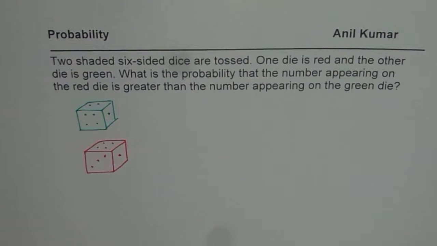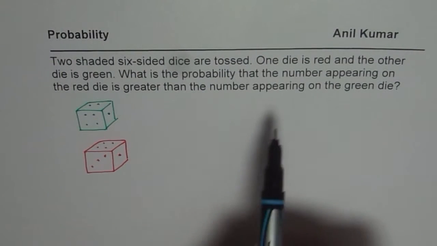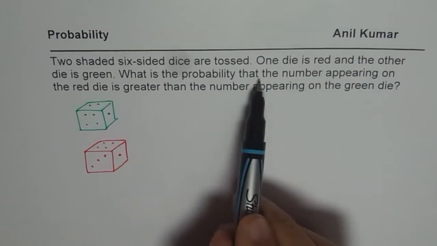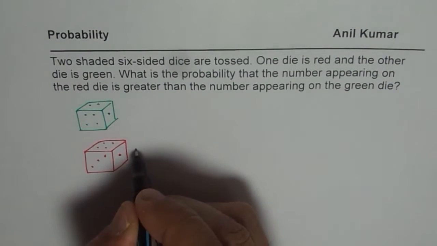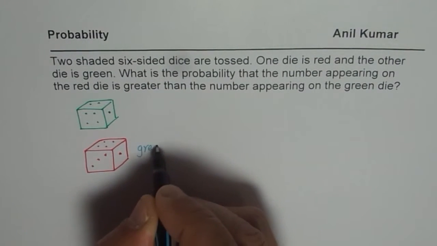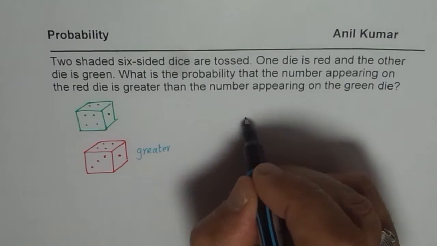So the question here is that these two dice are tossed and we need to find the probability that the number appearing on the red die is greater. So this number is greater. This is what we want to figure out. So what is the probability of that? Such questions can be answered by making a matrix.